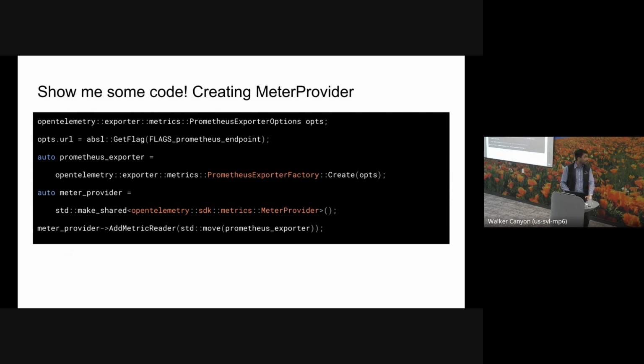Finally, some code. So this example shows you, and I'm using C++. Sorry if you use Java or Python. It's pretty similar, but at least the idea is similar. So over here, what we're trying to do is create a meter provider and configure it with a Prometheus exporter. Pretty straightforward, nothing out of the ordinary. Let me know if you have any questions.